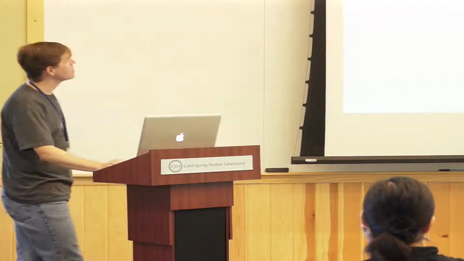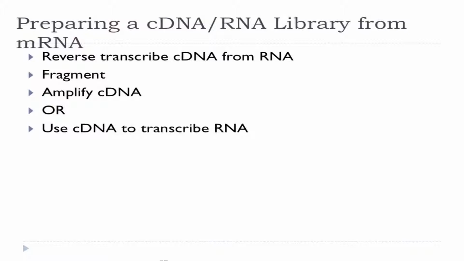The preparation of a library from mRNA is typically a reverse transcription process from RNA to cDNA, and then sometimes back to RNA. Fragment, amplify, and then I said sometimes you use the cDNA to transcribe back to RNA.